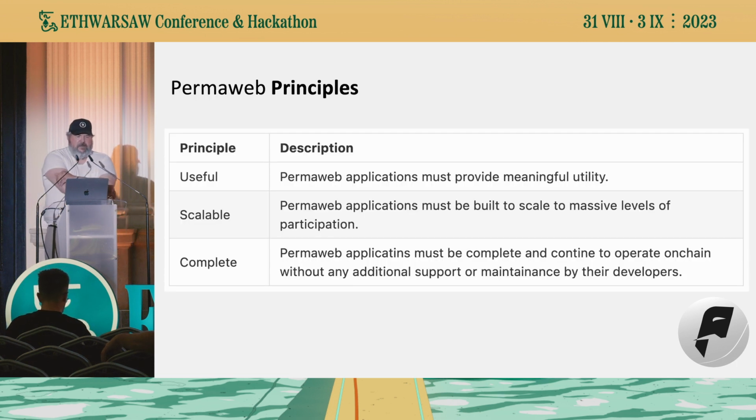To quickly talk about the principles of the Permaweb, it's really 3 core principles. Useful, obviously. Scalable, a must, right? We want massive levels of participation. And complete. And complete is an interesting word, because we live in a time where you ask, when is the software ready? And the answer many, many times is next week or the next 2 weeks. And it's a constant evolution, right, of building.